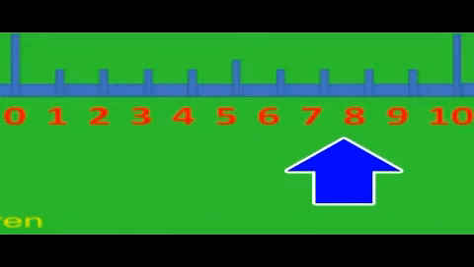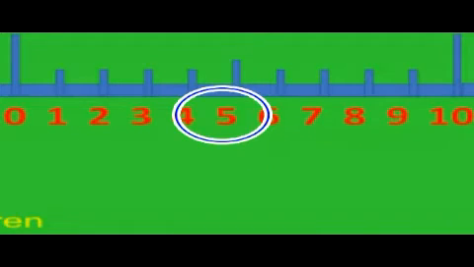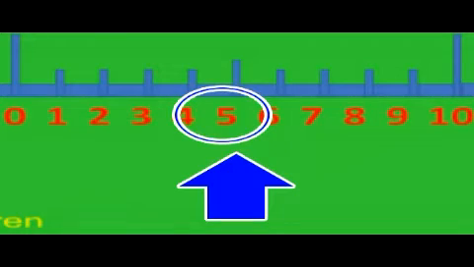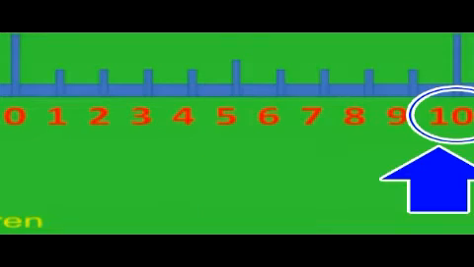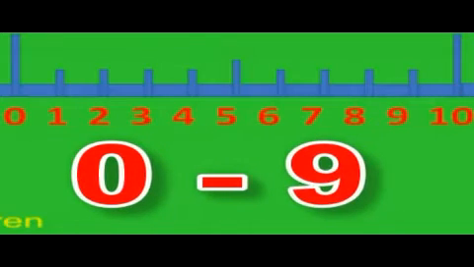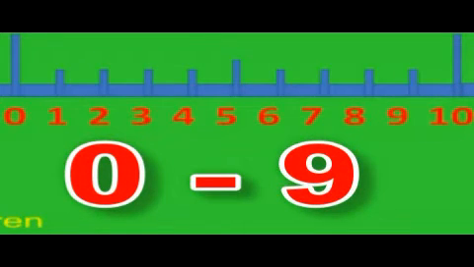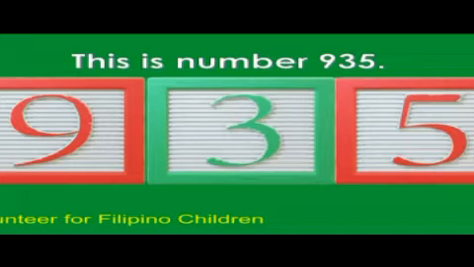Take a look with this example. Let's compare number 5 and number 10. 5 has 1 digit, while 10 has 2 digits. A number may contain 0 to 9 digits. Now tell me, how many numbers are there in this example?